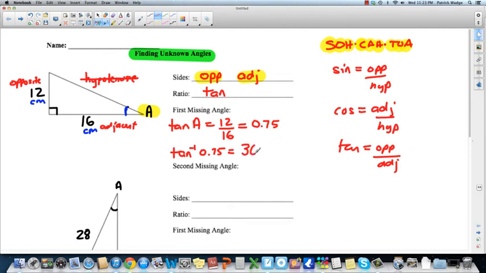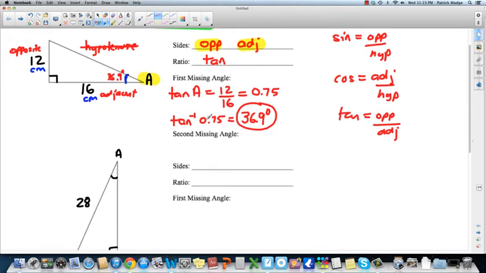Let's just do it to one decimal place. It's 36.87. If you know how to round, that'd be 36.9 degrees. That would be our first answer. This angle right here is 36.9 degrees. Did you get how I did that? I'll save it and I'll do one more example with you.